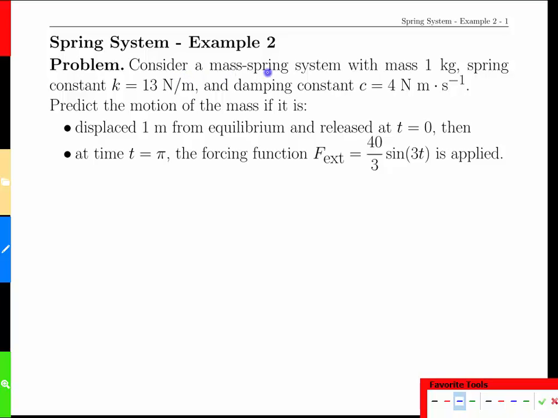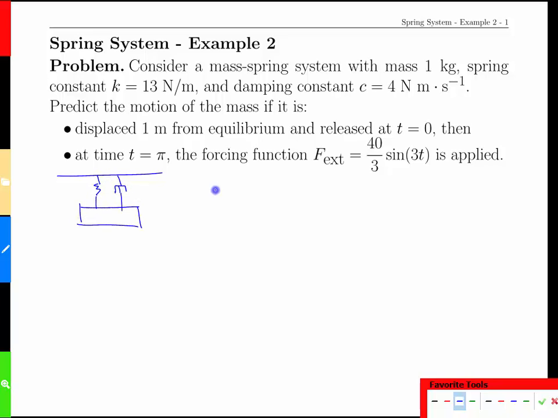In this example, we consider a mass spring system, our classic damped and spring-bearing mass. In this mass spring system, we're given a few pieces of information. The mass is 1 kilogram, the damping coefficient is 4 Newton meters per second, and the spring coefficient is 13 newtons per meter. What's interesting in this example is not the spring system itself, that's our standard one.